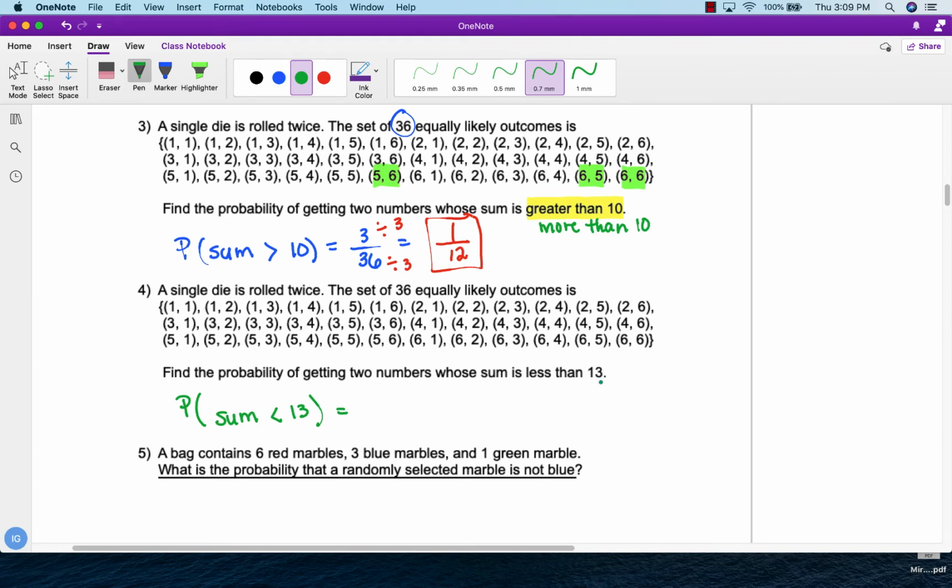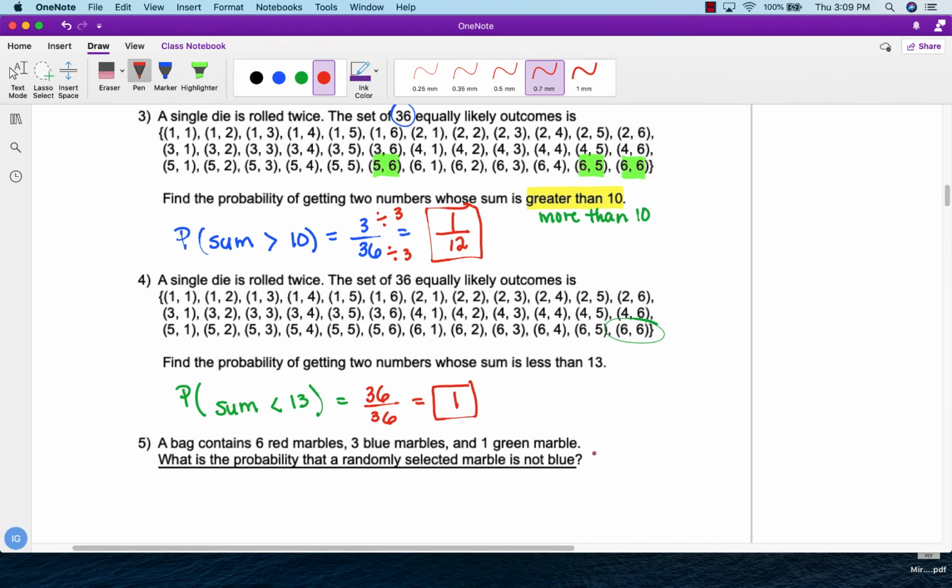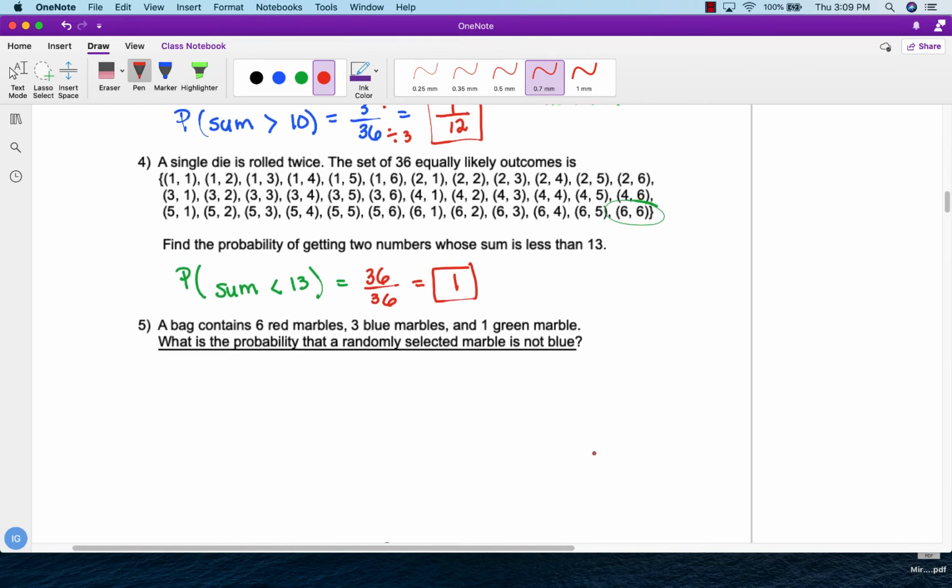something smaller than 13. Well, the biggest sum you can get is 6 plus 6, which equals 12. So in this case, every single outcome is going to give you less than 13. So you have 36 out of 36, which equals 1 if you divide. There's a 100% chance, we call it, that you're going to get a sum less than 13. All right. Okay, that was kind of easy.